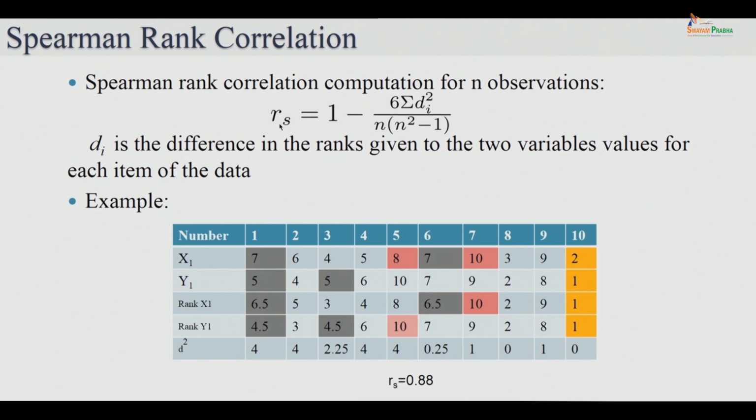It turns out that this coefficient will also lie between -1 and +1, with -1 indicating a negative association and +1 indicating a positive association between the variables. And in this particular case, the Spearman rank correlation turns out to be 0.88.